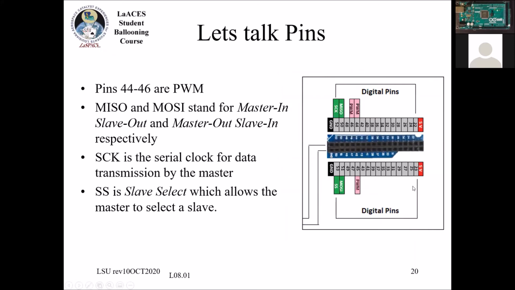So this is on the bottom header row. There's 3 more pulse width modulation pins, and then there's these 4 dedicated pins, 50 through 53, which are used for another communication protocol, which is called SPI. And that protocol uses what's called a master and slave system. So there's one master device that talks to all of the slave devices, and the slave devices do not talk to each other.